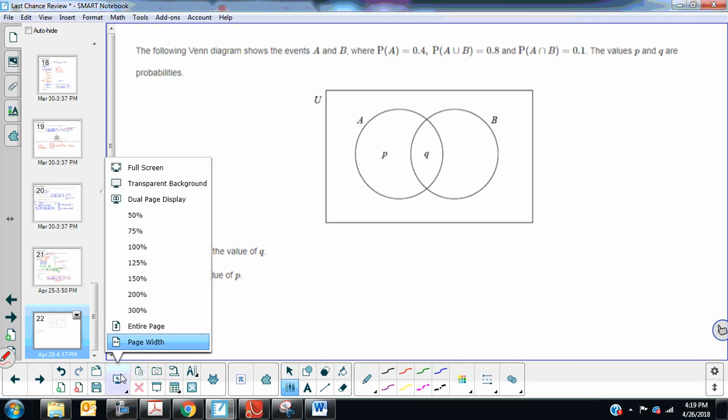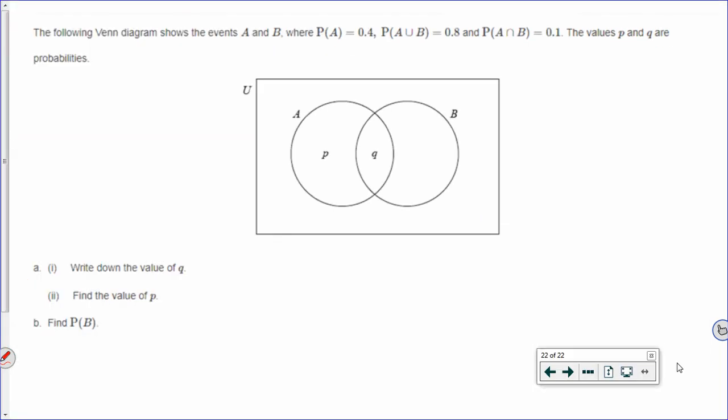In this video, I'm going to go over a basic Venn diagram question from an IB Math SL exam. We have a Venn diagram showing the events A and B, and it's important to note right from the beginning, A represents the entire A circle, which on this picture is P and Q put together. B is talking about the entire B circle, which is Q plus the white region in B put together.